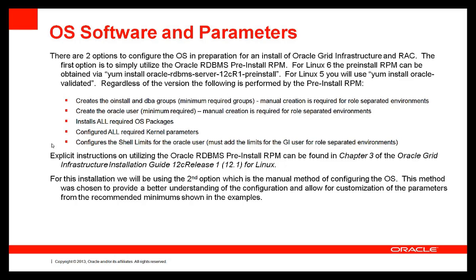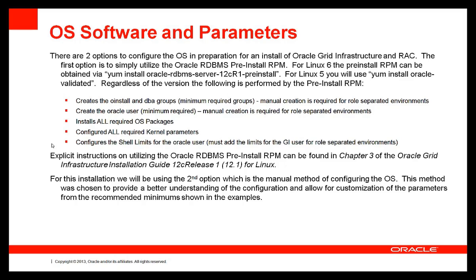Also creates an Oracle user, which is the minimum requirement. Again, manual creation is required for role separation. And installs all OS packages that are required. Configures all kernel parameters per the requirements. And it also configures the shell limits for the Oracle user. If you're installing on a role-separated environment, you may need to add the limits for the grid infrastructure user.